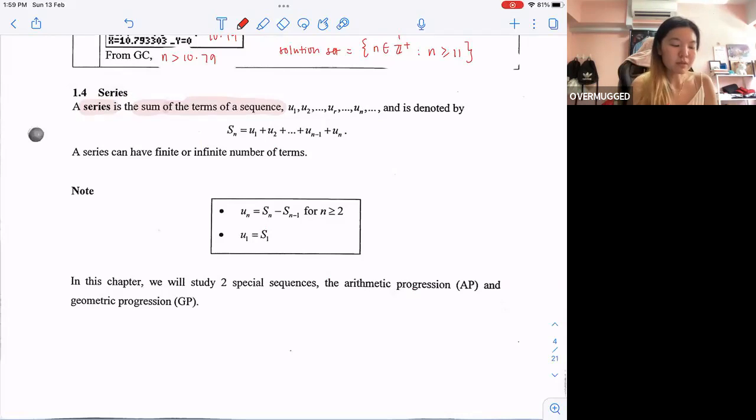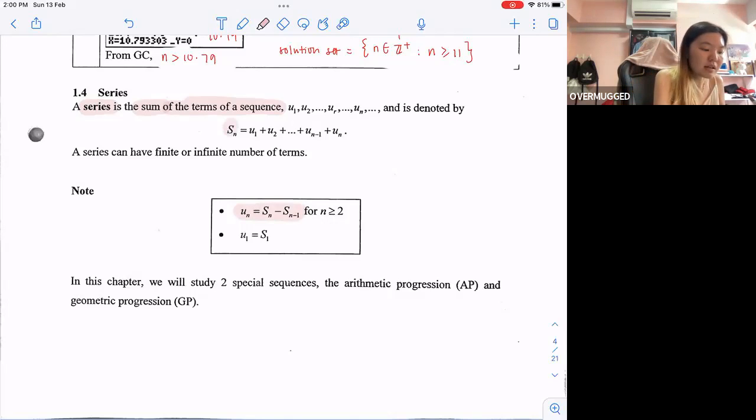Two very important formulas for you to remember over here. So all this is not given in the formula sheet. In JC, you are given a formula sheet called the MF26 in the exam, okay? This is not given in that formula sheet, meaning that you have to remember it, okay? So you have to remember that you can find Un by doing Sn minus Sn minus 1, okay?